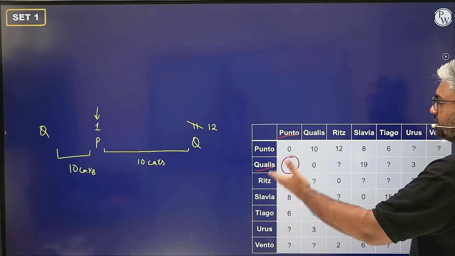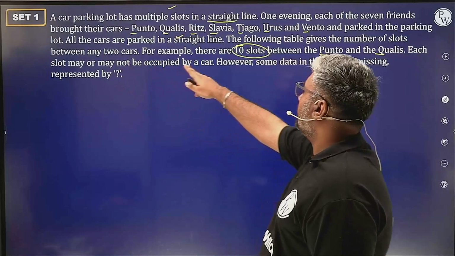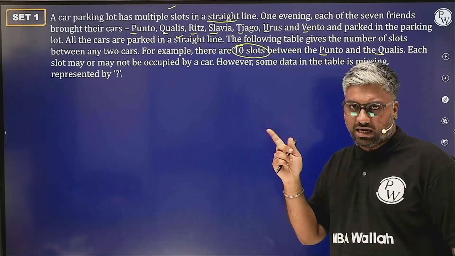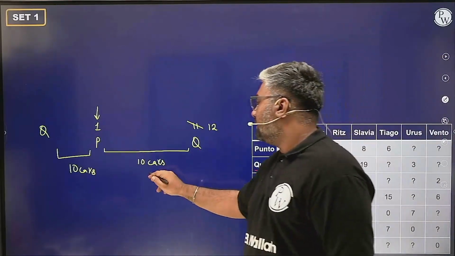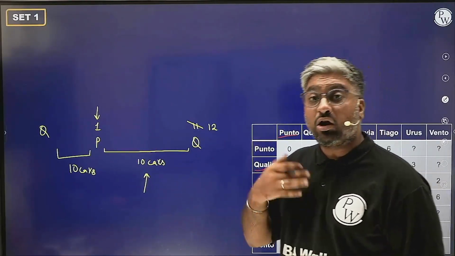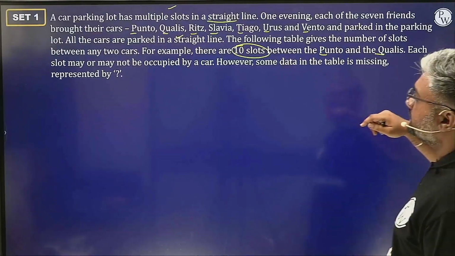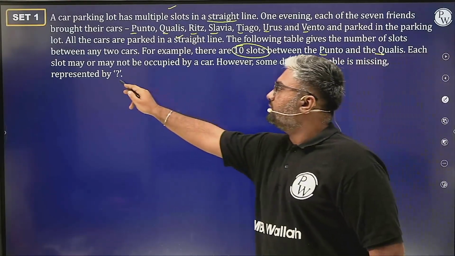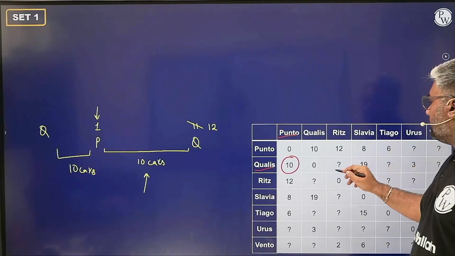And so this being said, let's have a look at the last part. Each slot may or may not be occupied by a car. Again, we have to be very careful because ultimately there are 7 cars they are saying, but in the first part itself we see that there are 10 cars in between. So these 10 slots may not be filled by a car, they may not be occupied, right? They may be empty as well. That's very important. And obviously they're saying, however, some data in the table is missing, represented by a question mark, which we very well see here. Yeah, we see a lot of question marks.